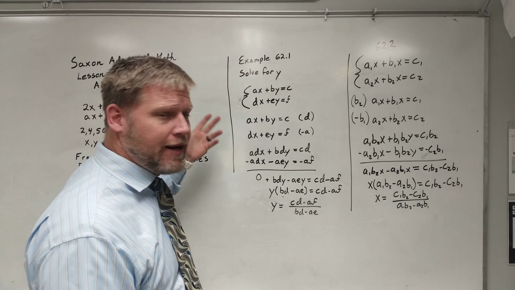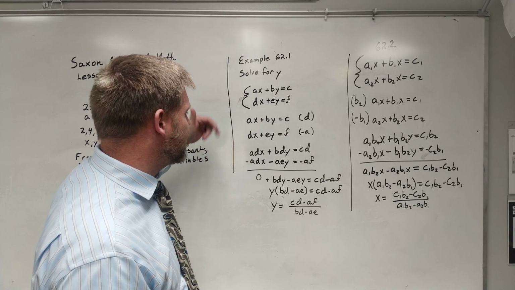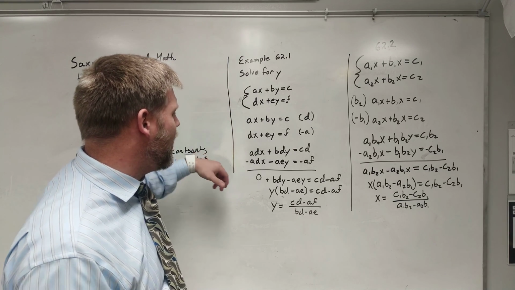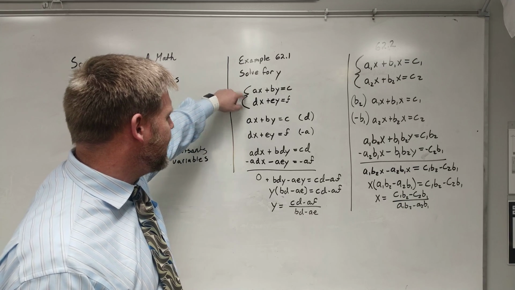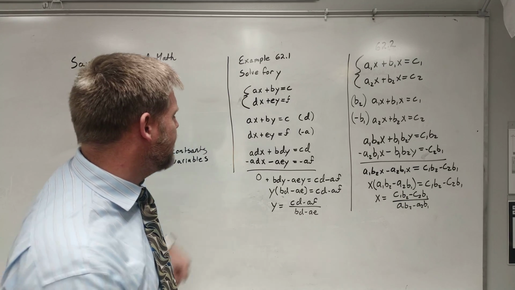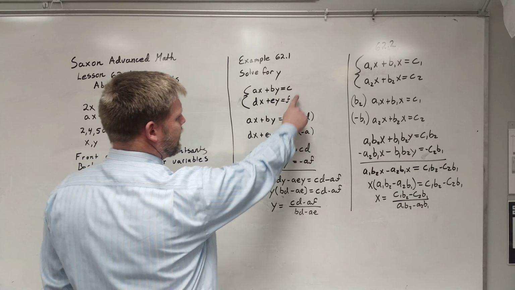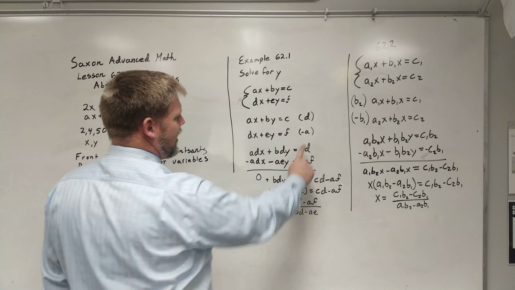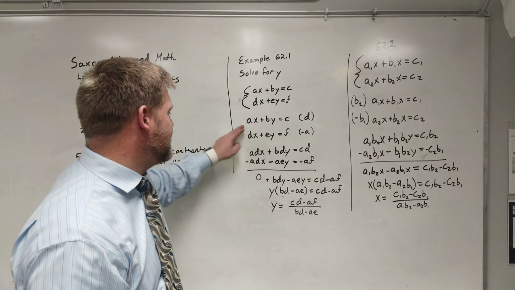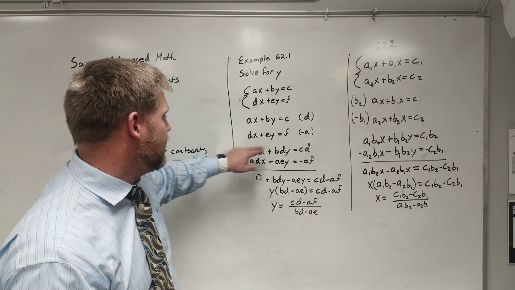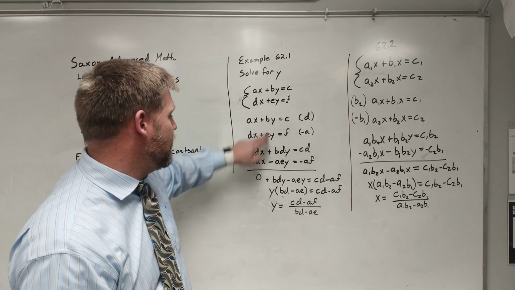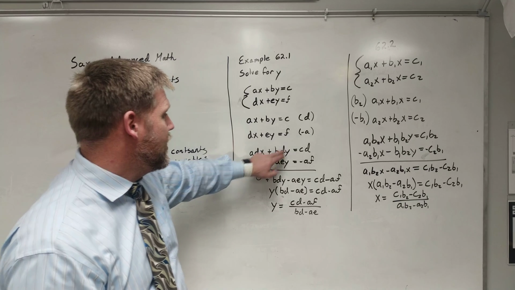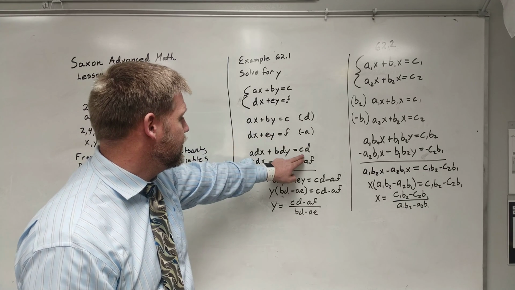What we're going to do with elimination is we need the variables to cancel. Since we're trying to get y by itself, we're going to cancel out the x's, right? So what I'm going to do is multiply the first equation by d and multiply the second equation by negative a. When I do so, I end up with dax, or adx, in alphabetical order. D times b is bdy, and d times c is cd.